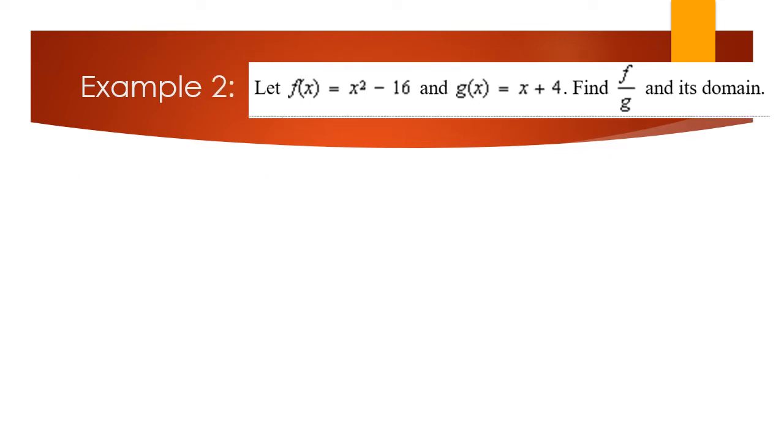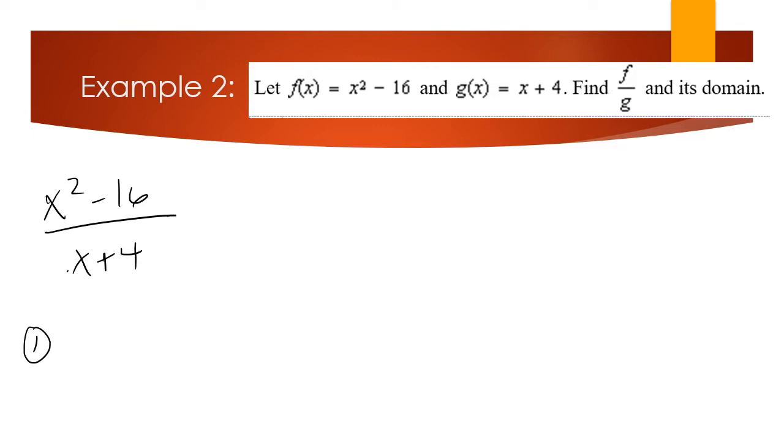Okay, let's try it again. So here we have f of x equals x squared minus 16, and g of x equals x plus 4, and we want to find f divided by g. What we're going to do is set it up. So we have x squared minus 16 divided by x plus 4. Okay, now setup is there, so we're going to find our domain restriction.